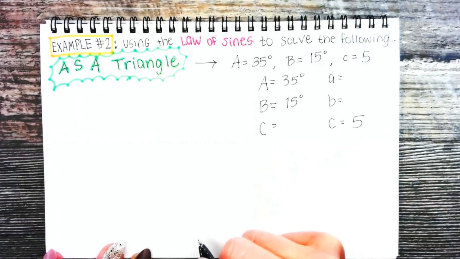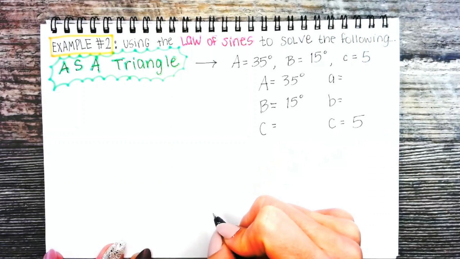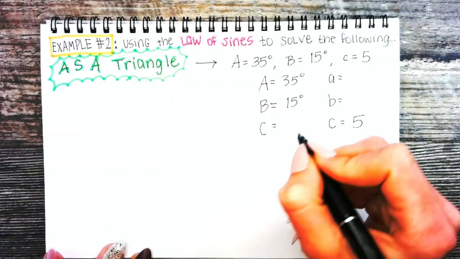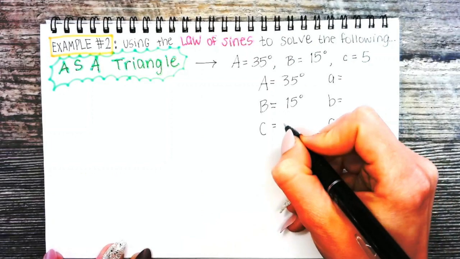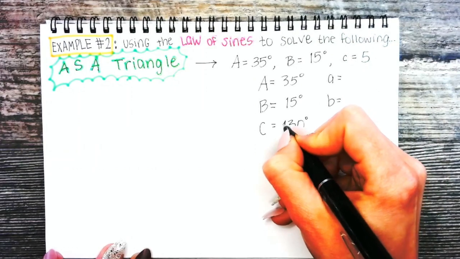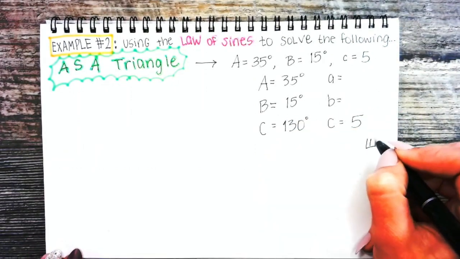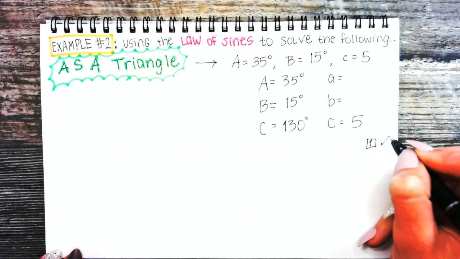35 plus 15 is 50. If there are 180 degrees inside of a triangle, how many degrees are left for angle C? Angle C has to be 130 degrees. That's my biggest angle. So I definitely took care of my first step, where I was given 2 of the 3 angles and I found the third angle.